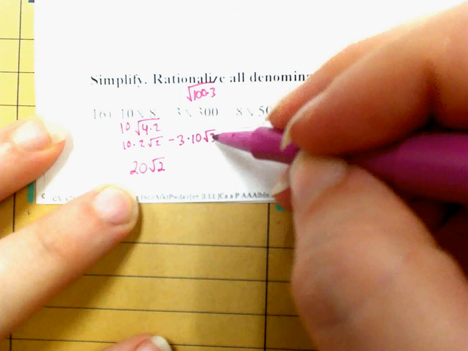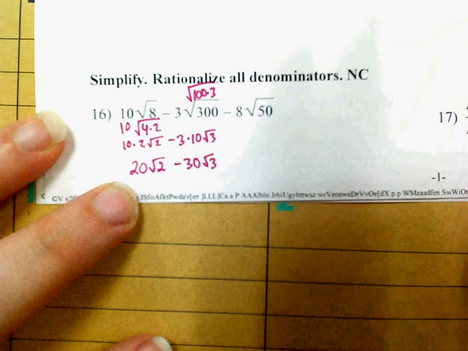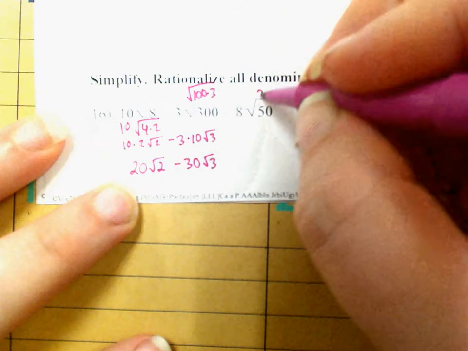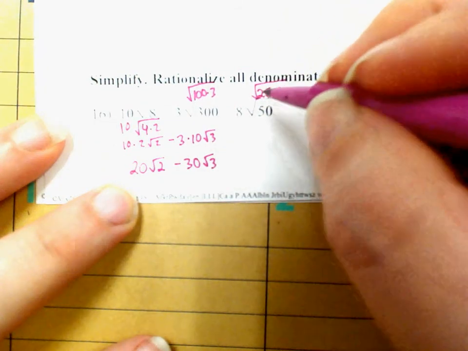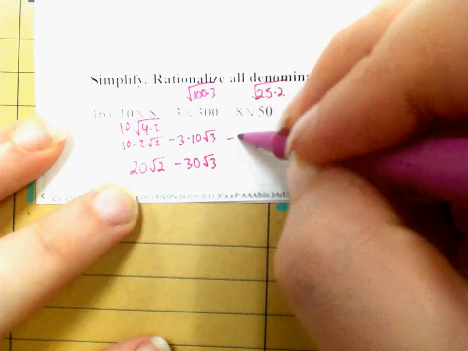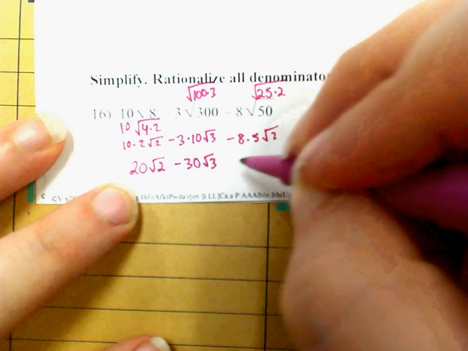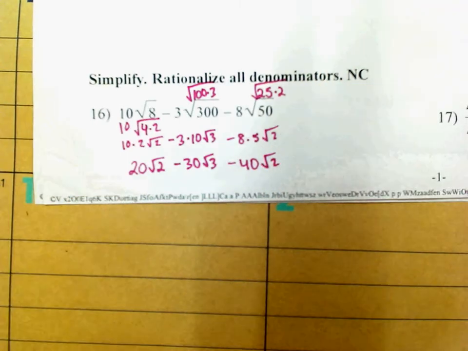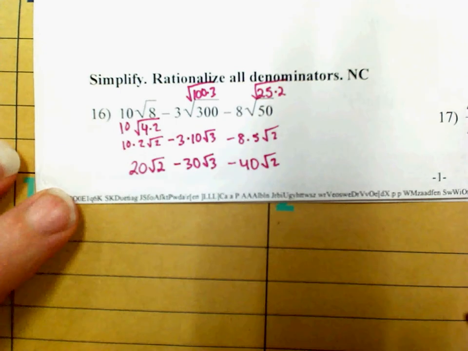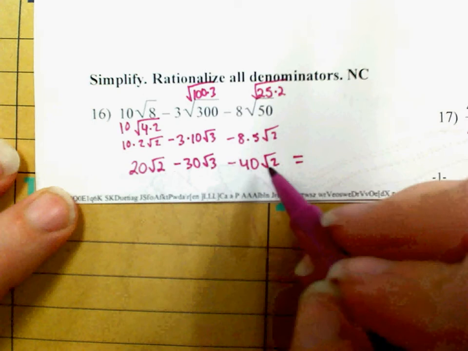And 50 is 25 times 2. So the square root of 25 is 5, so I've got minus 8 times 5, and then leave the square root of 2, so minus 40 root 2. And at that point, all I can do is combine if they have a similar radicand, the same radicand. I have 2 square roots of 2, so I have 20 of them minus 40 of them. That's negative 20 square roots of 2 minus 30 square roots of 3.